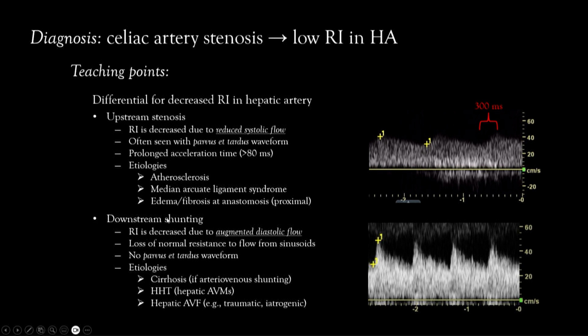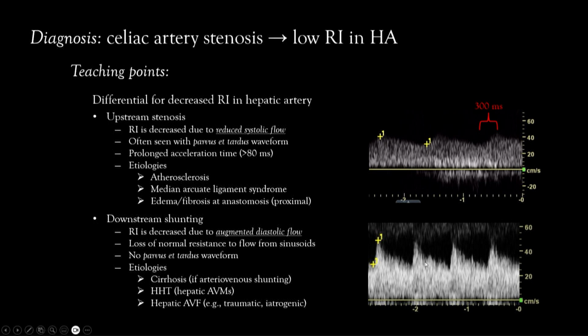Now contrast that with what we see here in the case of downstream shunting. In this case, the RI is decreased due to augmented diastolic flow. So we still have our nice brisk arterial upstroke. But what we see is that rather than the diastolic flow dropping off to somewhere perhaps around here, it stays pretty elevated throughout the entire cardiac cycle. So our systolic flow is preserved. We have a normal acceleration time, but we have a lot more diastolic flow than we otherwise would have. So very different morphologies here.